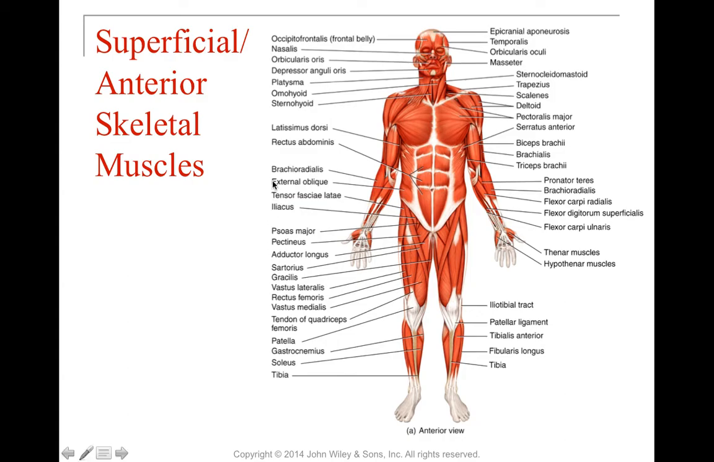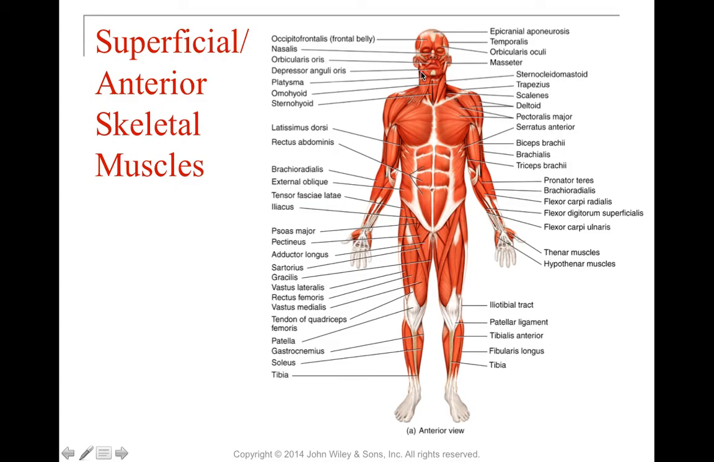If we're starting from the top to the bottom, this is an anterior view, right? So we're looking from the front of the individual. The frontal belly here is the occipitofrontalis. The epicranial aponeurosis is the one that runs along the top. Then we have the temporalis that runs along the temporal bone. Nasalis, that of course runs across your nose.